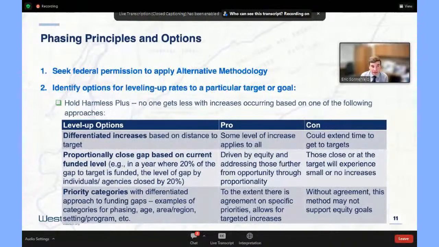Regarding phasing principles and options, I know policymakers have a lot of tools in their toolbox, and want to make sure that high tide raises all boats, and some, yes, are a little bit lower in the water than others, using that reference. So my opinion would be, of the three that you've presented, we do not go near the differentiated increase one. That one seems the most dangerous of the three presented, at least in my opinion.